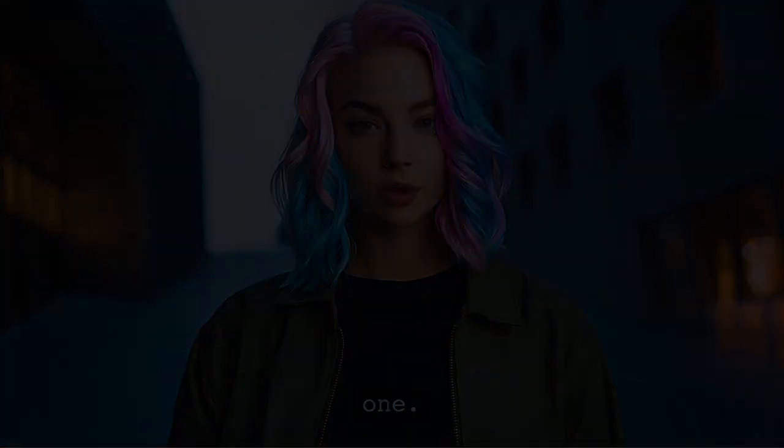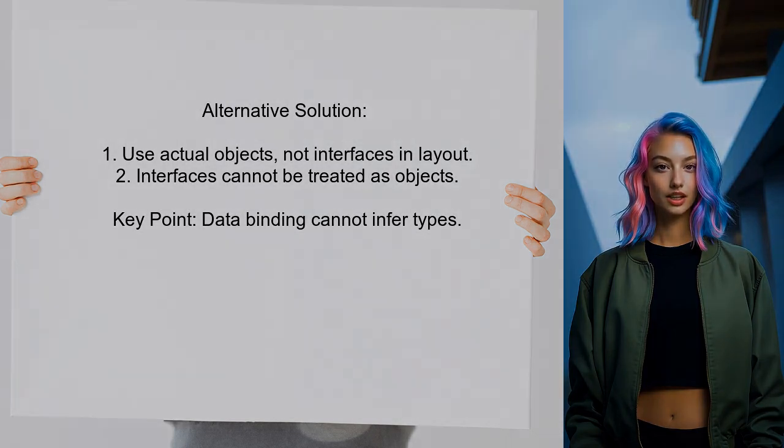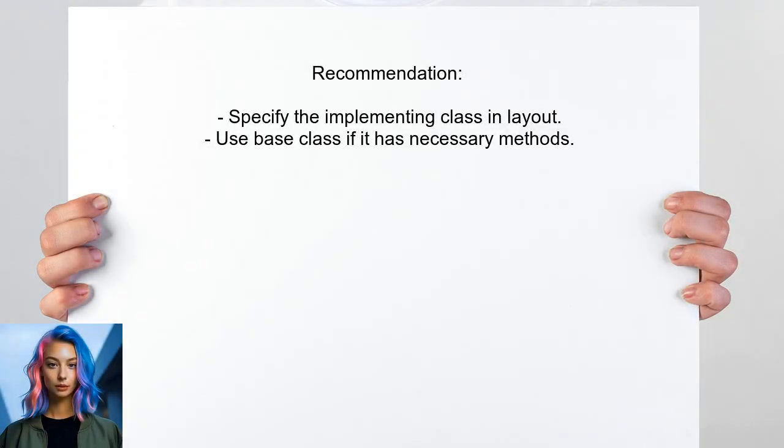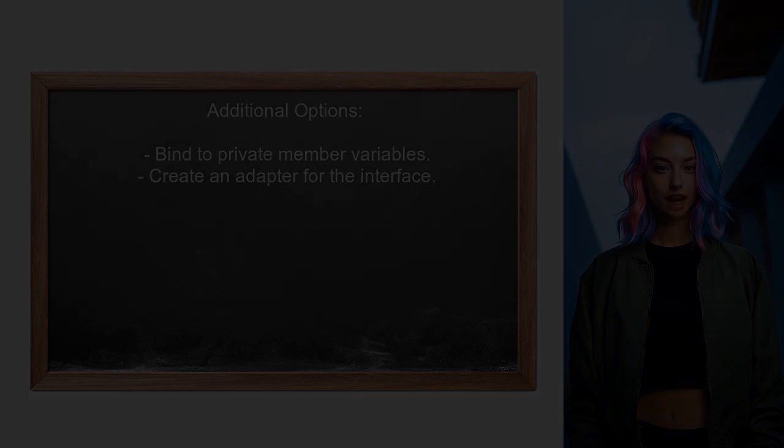Let's explore another one. This user suggests that when declaring a variable in your layout file, you must use an actual object, not an interface. They explain that interfaces in Java are not objects, which limits what can be done in data binding. They recommend specifying the implementing class directly in the layout instead of the interface. If your base class has the necessary methods, you can use that instead. Additionally, they mention that you can bind directly to private member variables, which will still work with getters and setters. Another option is to create an adapter that handles the interface.